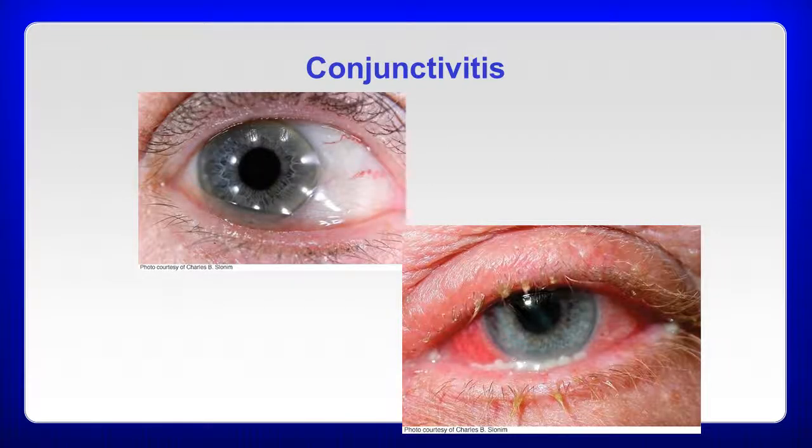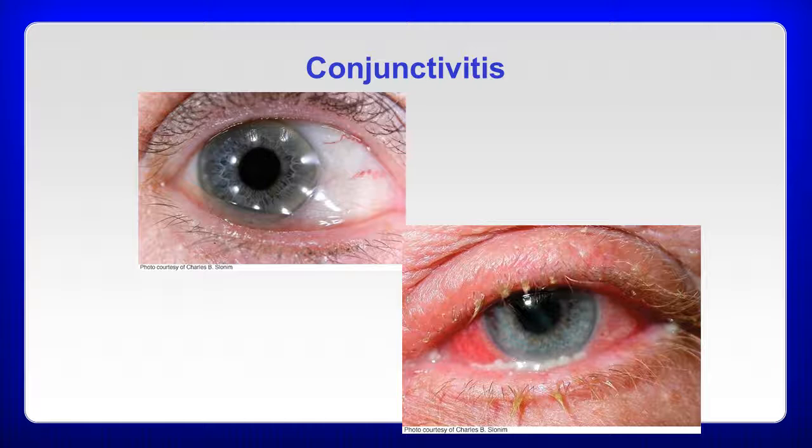Conjunctivitis is an inflammation of the conjunctiva. So we had talked about the conjunctiva. Basically, there's two portions of the conjunctiva. There's the film that covers the eye itself, and then it covers the inside of the eyelid. So it's basically like a continuous film that covers the eye.